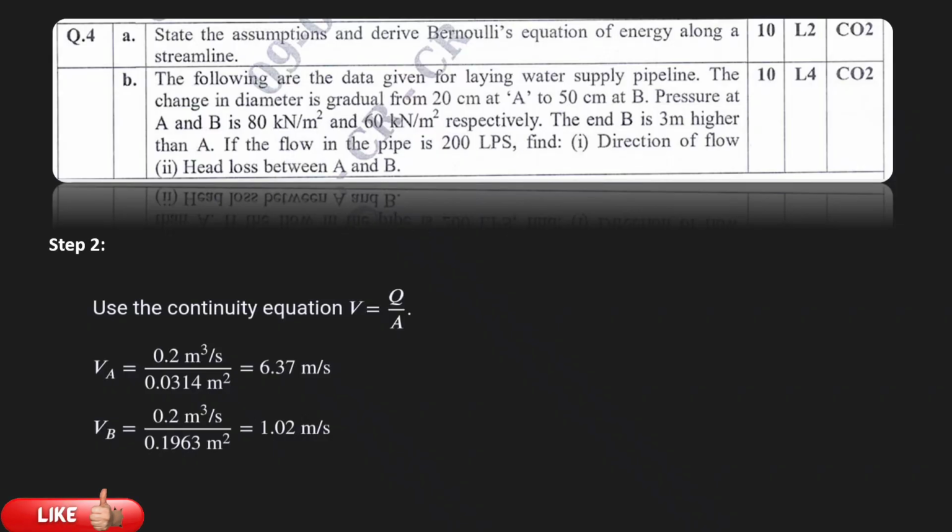By using the continuity equation, VA is equal to Q, which is 0.2 cubic meter per second, divided by area at A, 0.0314. VA is equal to 6.37 meter per second. VA means velocity at A. Then the velocity at B is equal to Q, 0.2, divided by area at B, 0.1963. That is equal to 1.02 meter per second. Velocity at B is equal to 1.02 meter per second.